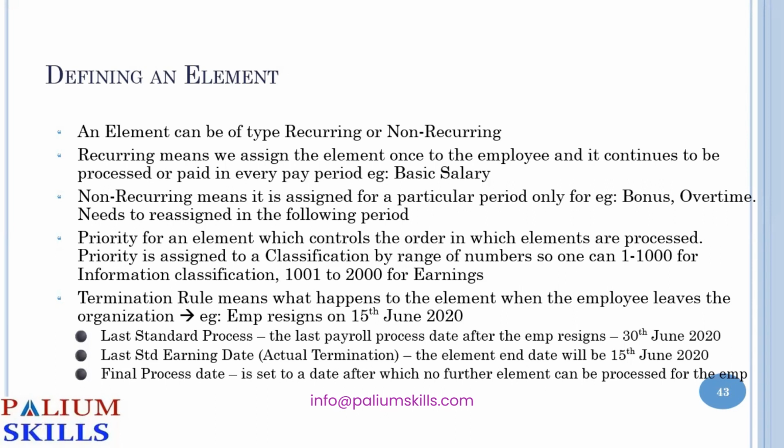Final process date is set to a date after which no further element can be processed for the employee. Now, sometimes what happens is after the employee leaves, there might be additional benefits payable to him, for example, overtime or bonus for the period that he has worked. So in that case, there might be a need to process these elements even after he leaves the organization.